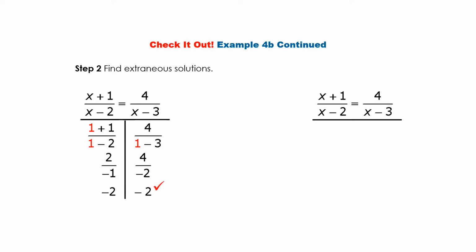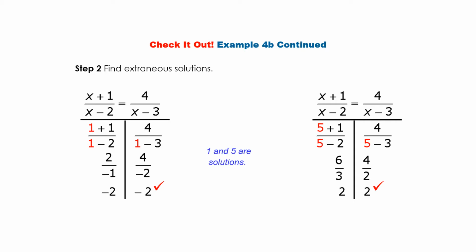Okay, if we substitute 1 for the variable, the left side becomes equal to the right side. If we substitute 5 for the variable, they are also the same. Therefore, 1 and 5 are the solutions, and there are no extraneous solutions in this case.